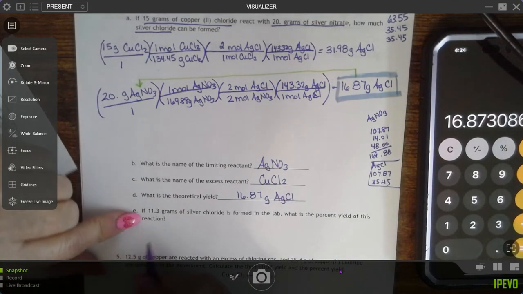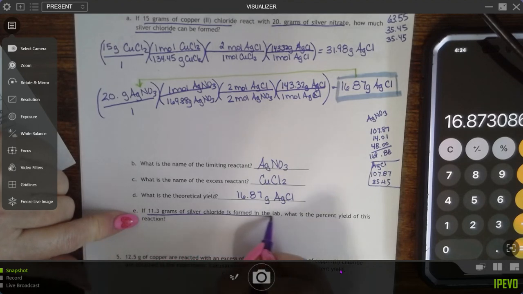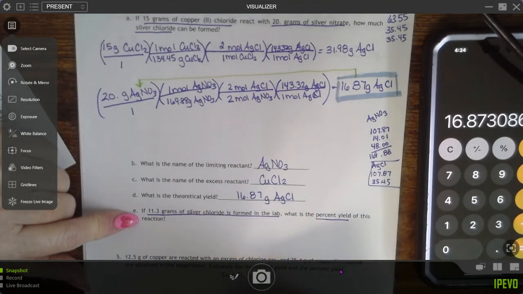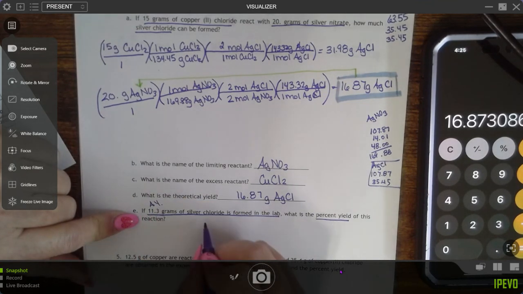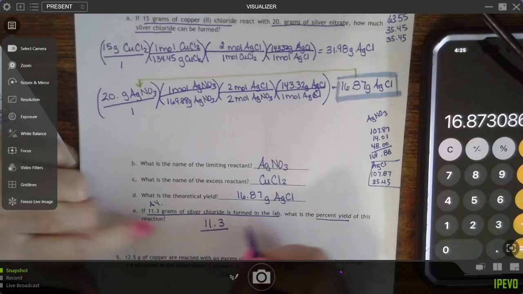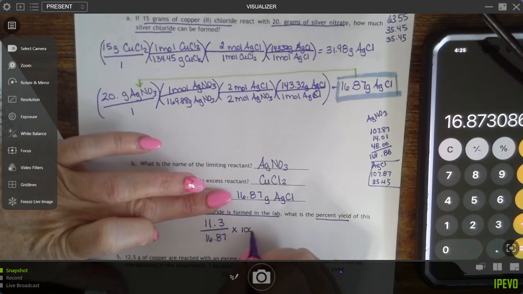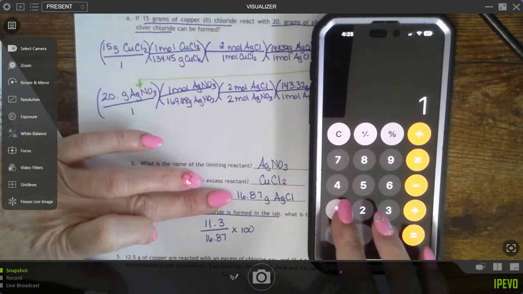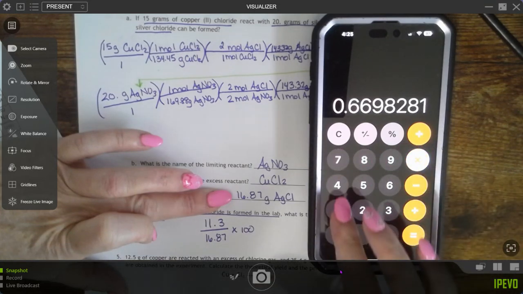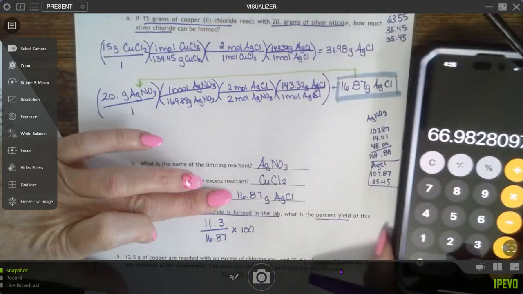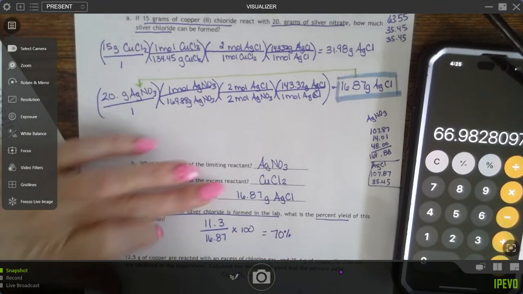All right. And then it says, here we go, 11.3 grams of silver chloride is formed in the lab. What is the percent yield? Okay, so this is our actual yield. So to figure that out, we take 11.3 divided by 16.87 times 100. And we get 66.9. I'm just going to round that to 70% yield.